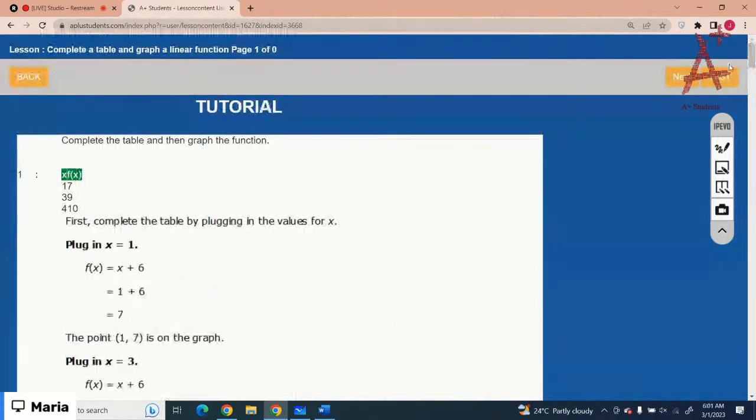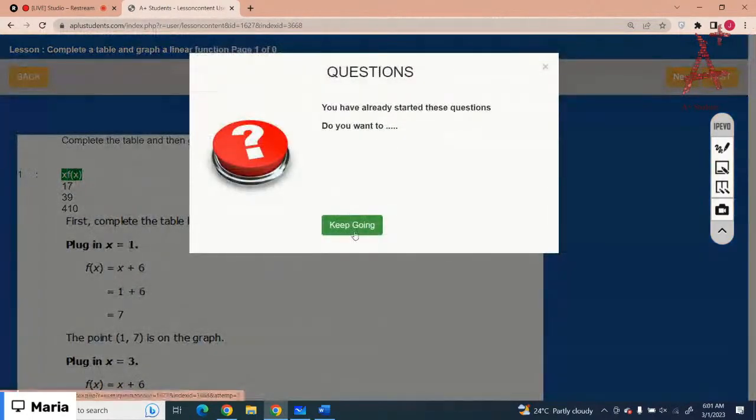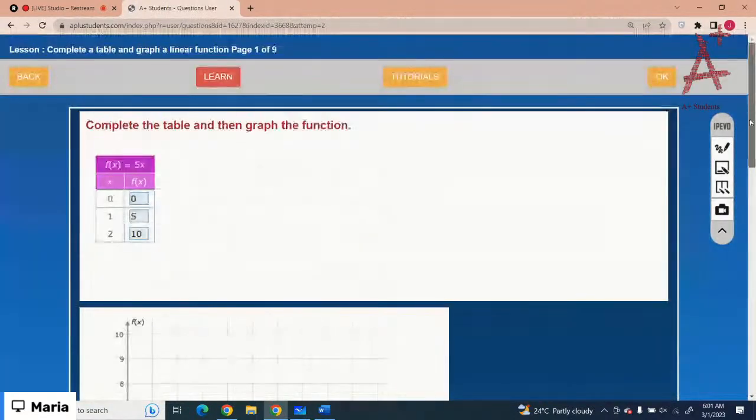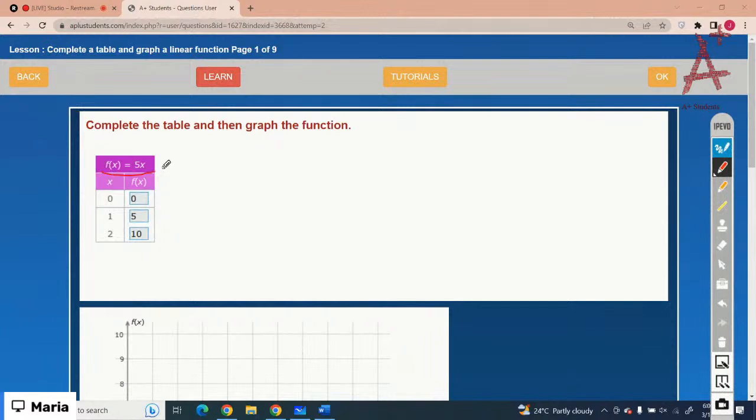Let's just start with the test questions. They are already solved. So, explaining the solved one, let's just start with the first one. Complete the table and then graph the function. The table is already complete, but I'm going to explain how you can complete the table. Got it? You are given the equation f of x equals 5x. Got it? That is y equals 5x. Just substitute these values of x one by one and calculate the values of y.